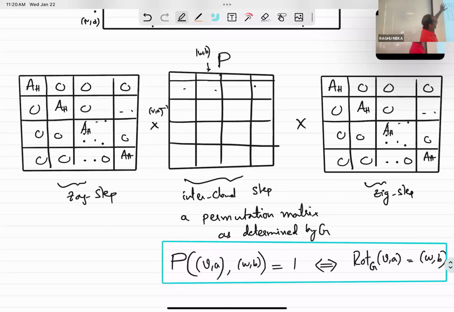So even though the entries are complicated, there is this almost very clean representation of what the adjacency matrix is as components. It is a product of three matrices. The first two are just blocks of A's on the diagonal, zeros everywhere. The middle one is the G step.